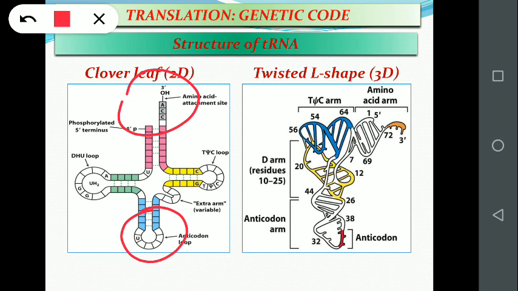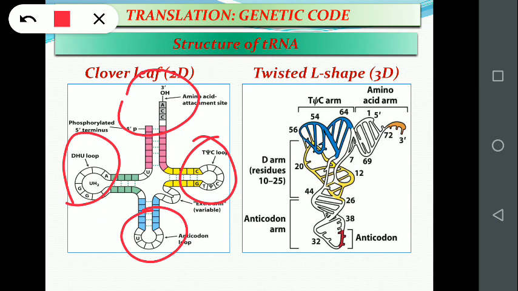On the opposite end we have the 3' end, and the end sequence is CCA, that is common for all the tRNA molecules. At the end we have a 3' hydroxyl group, to which the specific amino acid will be acylated by a specific enzyme known as aminoacyl tRNA synthetase. We will discuss that later. And we have 2 more loops, the DHU loop, dihydrouridine loop, and the TΨC, pseudouridine loop.